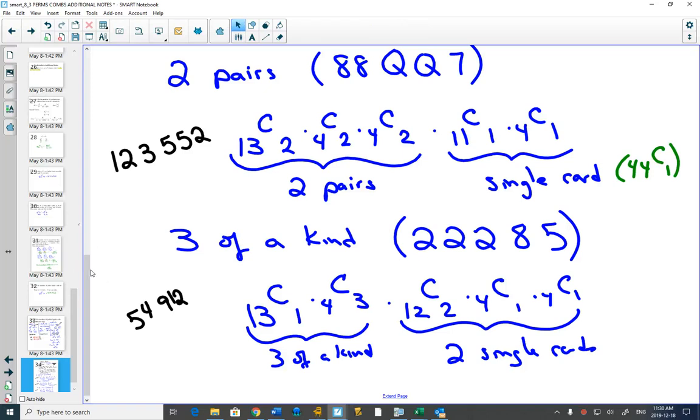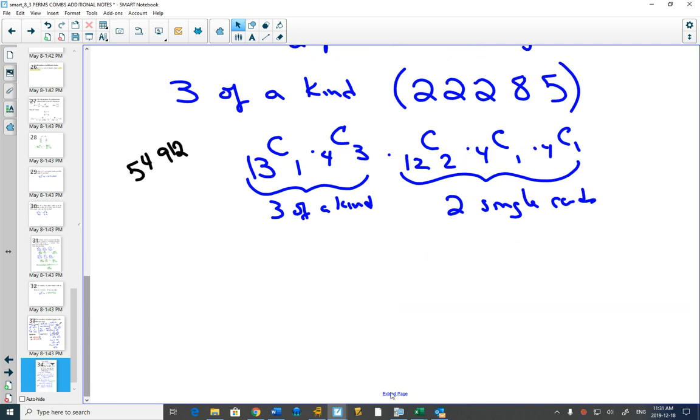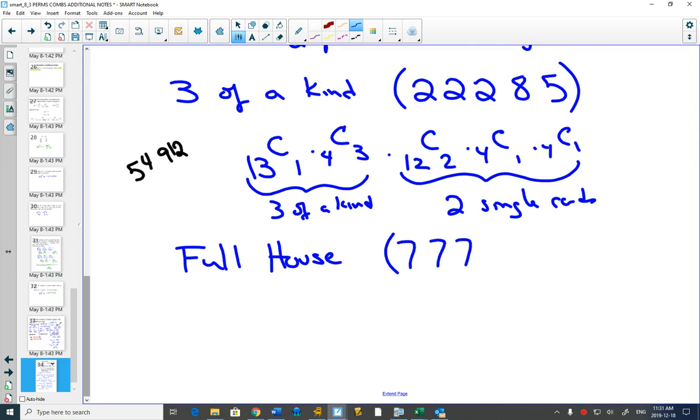Okay, we'll do a couple more that aren't too hard to figure out. There's one that has a special name. It's called a full house. A full house in poker is 3 of one kind and 2 of another kind. So you could have 3 7s and 2 jacks. In this case, can you see that 3 jacks and 2 7s is different than 3 7s and 2 jacks? The sizes are different, so we count them separately.